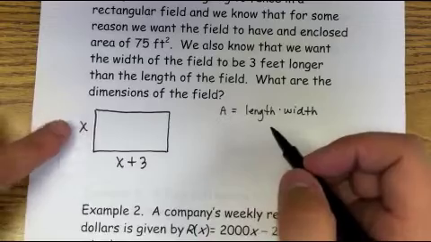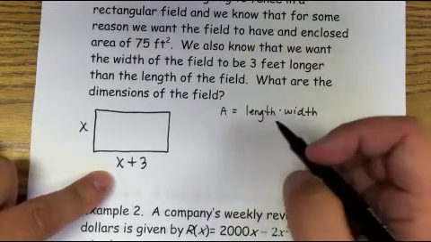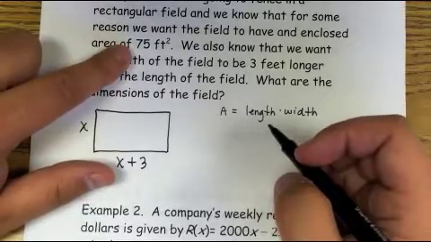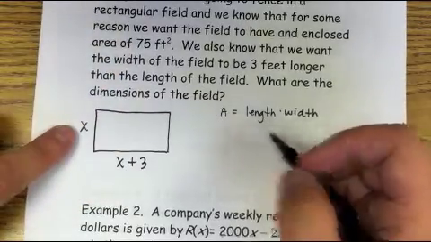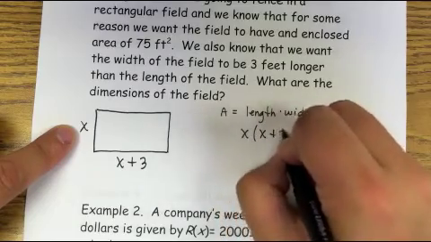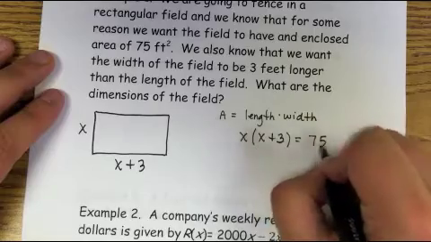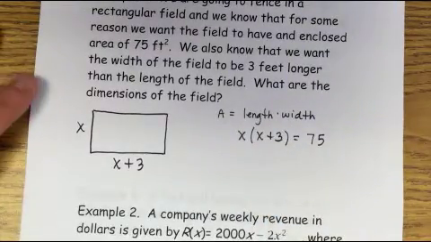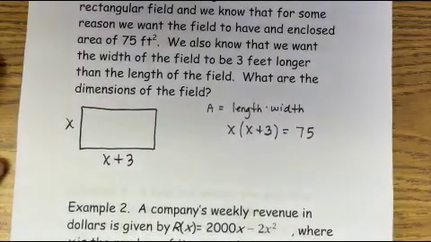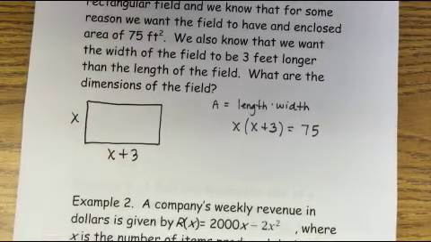If I took the length and multiplied it by the width, I should get the area. And they actually tell you what the area is. What is the area? Right, it's 75. So if I take x, the length, and multiply that by the width, x plus 3, I should get 75. But remember, that's not really what I'm looking for here. What I'm looking for are the dimensions. What exactly are these two numbers?